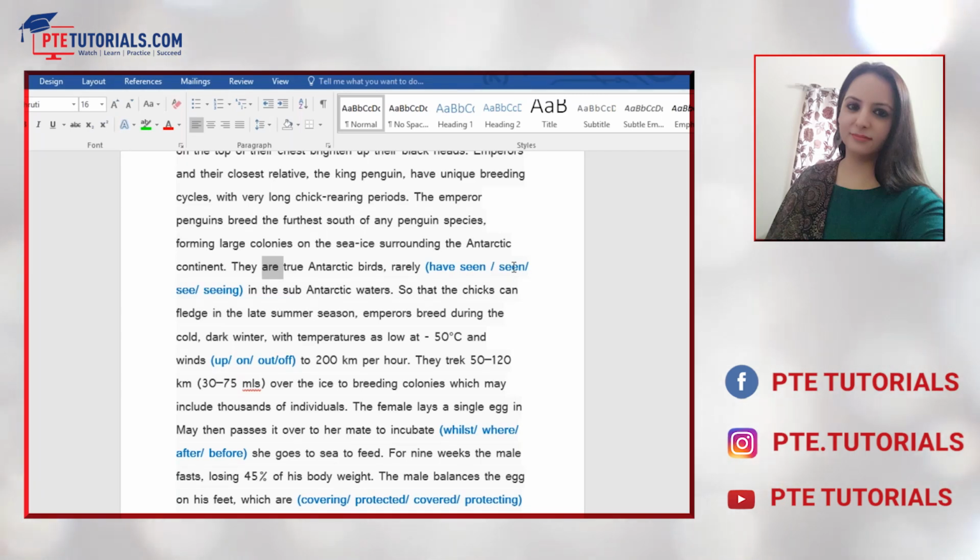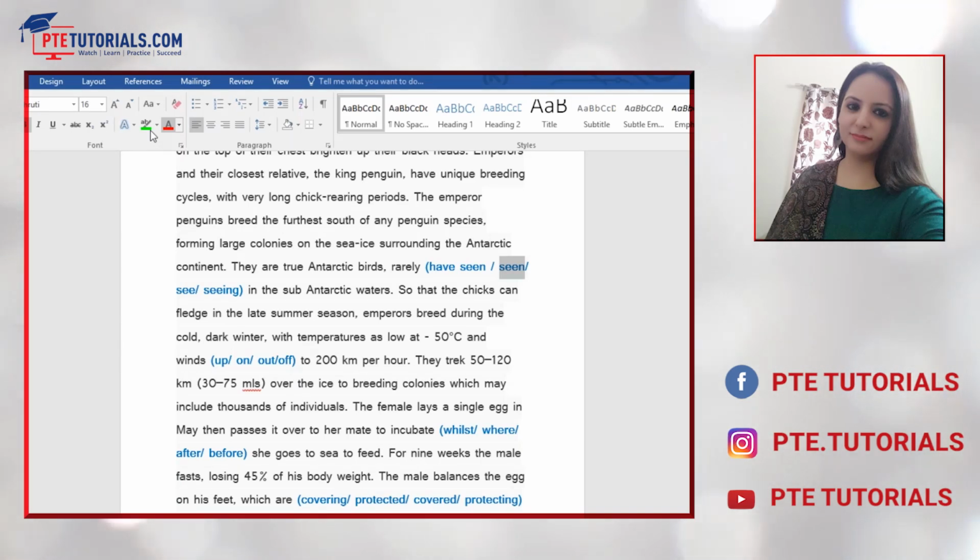The next: with temperatures as low as minus 50 degrees Celsius and winds dash to 200 kilometers per hour. With "to," which word will be suiting here? Very good. Up to. Next. Now start reading it carefully.